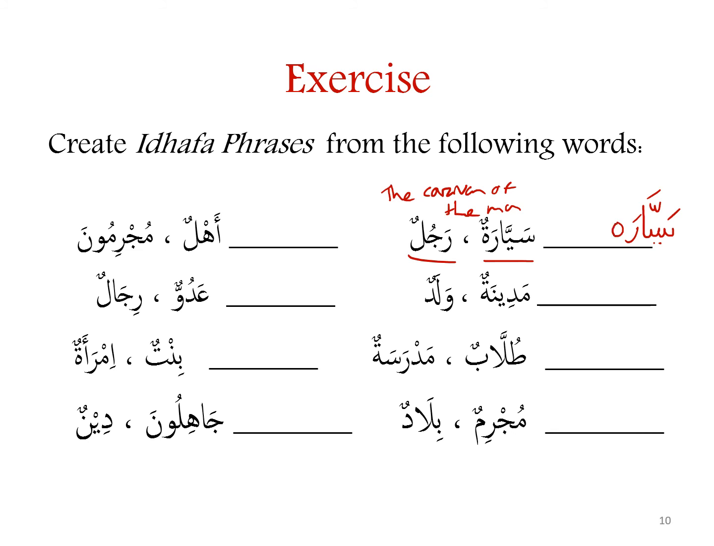no alif lam, and we drop the tanween, make it single, sayyaratu. We want to make the mudaf ilayh definite, rajulu, and this becomes kasra, rajuli. Sayyaratul rajuli would mean the caravan of the man. So try the other examples, pause the video and try them yourself, and then check it with the answers.